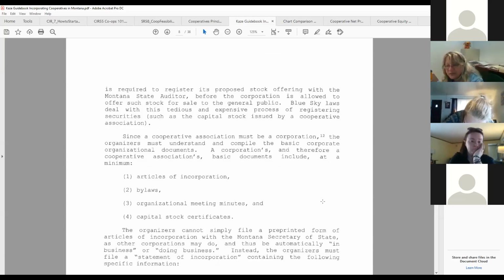The basic documents, but not the only documents, are the articles of incorporation, which, remember, is the intent to incorporate for a chapter 15. Bylaws, and the minutes of the meeting must be taken. This is a corporation, so all of the laws that apply to corporations in the state of Montana apply to cooperatives. Some people would say, oh, they're a cooperative. Well, first and foremost, they are a type of corporation. So if you want to be in good stead with the Secretary of State, you are going to have organizational meetings, and you're going to have minutes of those meetings.